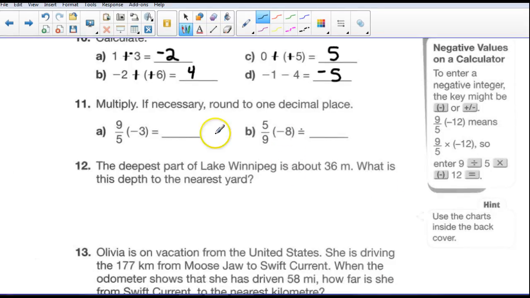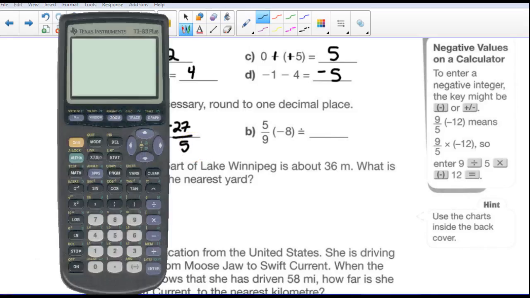11. If necessary, round to 1 decimal place. So I have 9/5 times -3. Okay, so there are 2 ways we can do this. We can take our calculator and do 9 divided by 5 first, as it says over here, and then multiply it by negative 3. Or we can say that negative 3 is the same as negative 3 over 1, and multiply 9 times negative 3 on the top, which is negative 27 over 5. Okay, negative 27 all over 5.